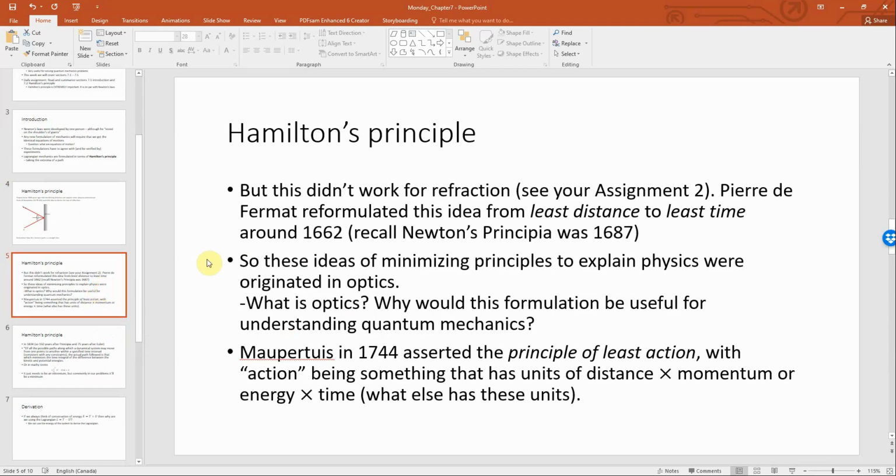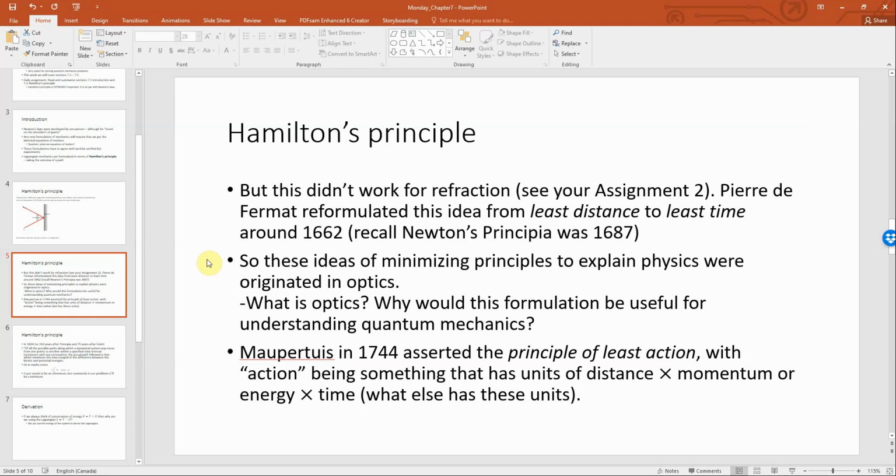So the thing is that this doesn't actually work for refraction, so your assignment will actually get into that. But Pierre de Fermat actually reformulated this idea from least distance to least time around 1662. So Newton's Principia was actually 1687, so just to give you some historical context, Pierre de Fermat was actually working at the same time as Newton. Of course, Pierre de Fermat was in France, whereas Newton was in England. But they're actually kind of contemporaries of each other, and so they could have been working on ideas at the same time.